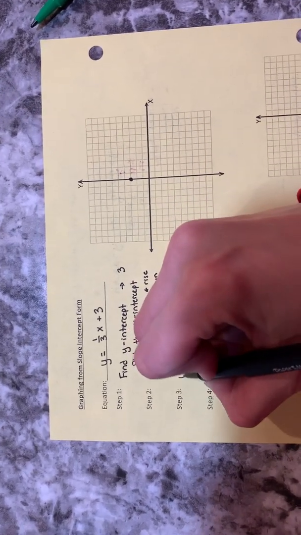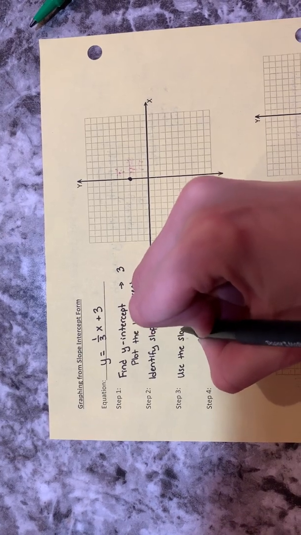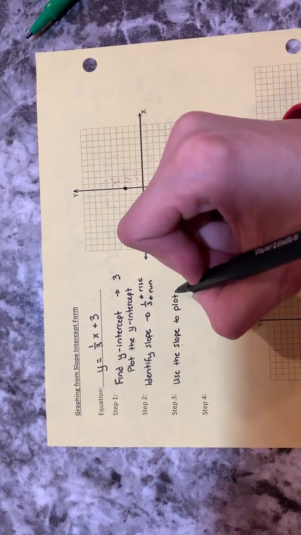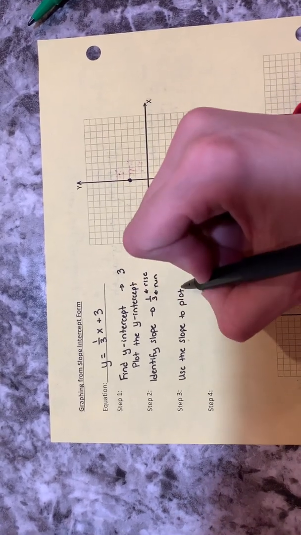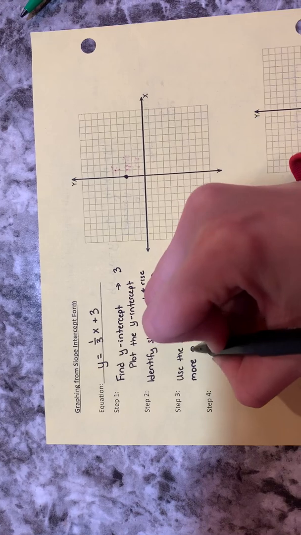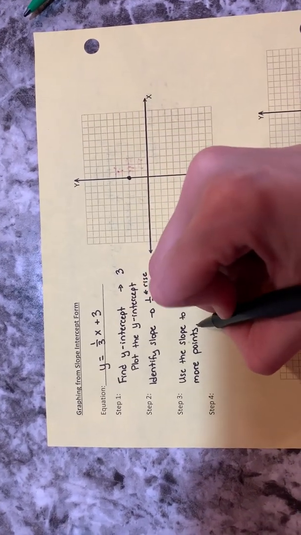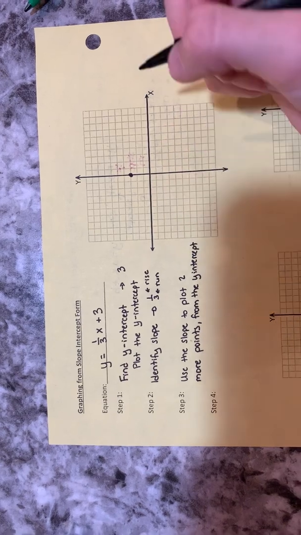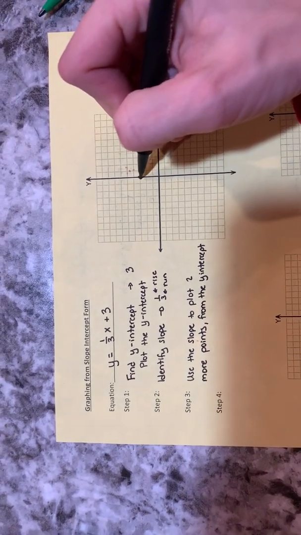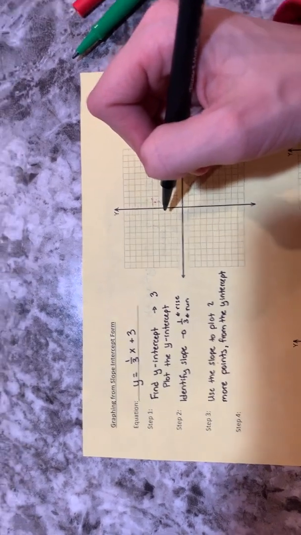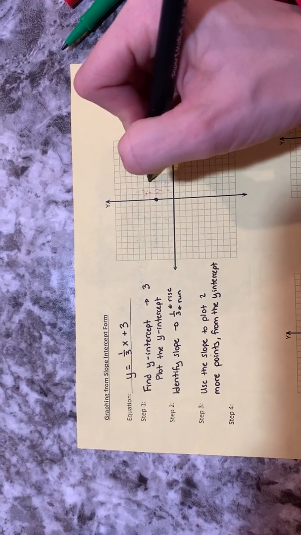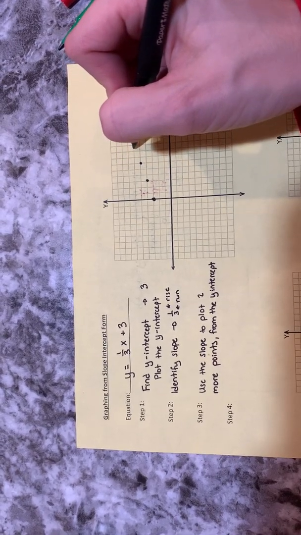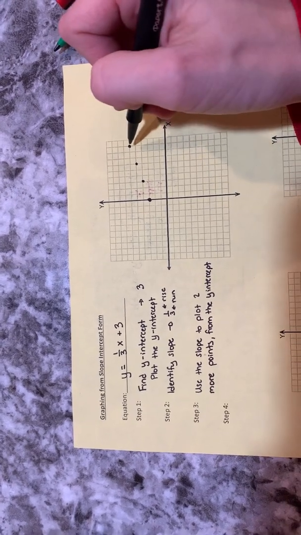Which leads us to step 3, where we're going to use the slope to plot a few more points. Ideally, we at least have 2 more points on there. So use the slope to plot 2 more points from the y-intercept. So we start off on our y-intercept, and then we use the slope to get a couple more points. Now our slope was 1/3. So what that means is we're going to go up 1 over 3. Up 1 over 3. Up 1 over 3.